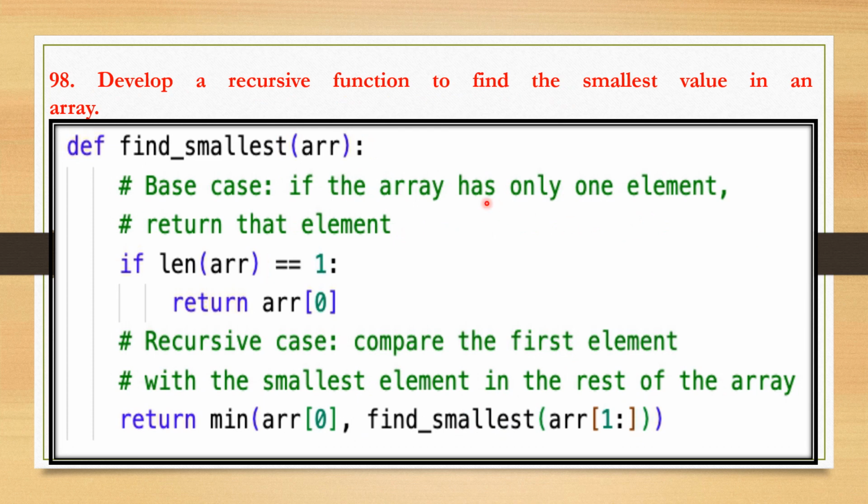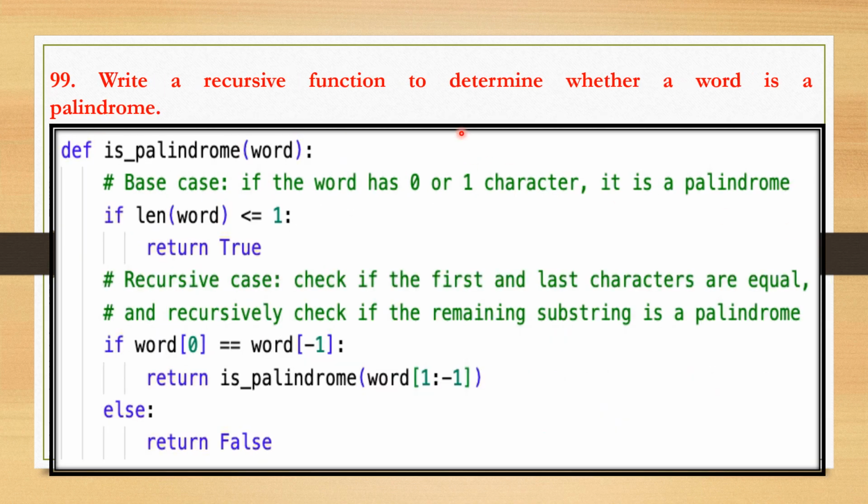The next program is to find the smallest number in an array. So here the find smallest function takes an array arr as an argument. The base case is when the array has only one element. In this case, there is no need to compare, so the single element is returned as the smallest value. In the recursive case, the function compares the first element of the array with the smallest number in the rest of the array. The recursive calls continue until the base case is reached and the smallest values are compared and propagated back up.